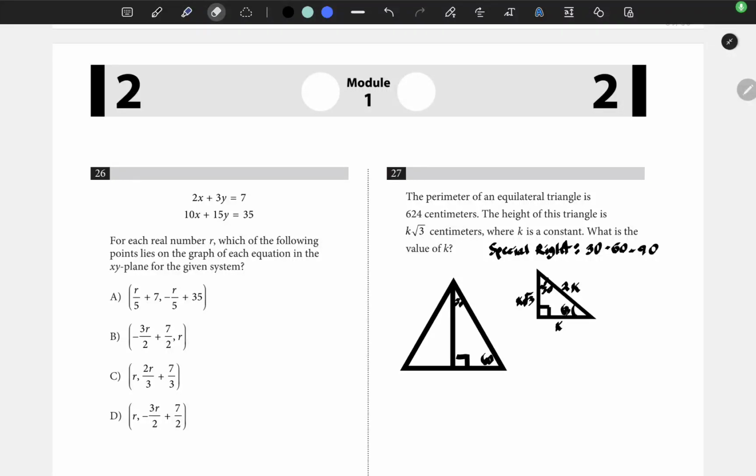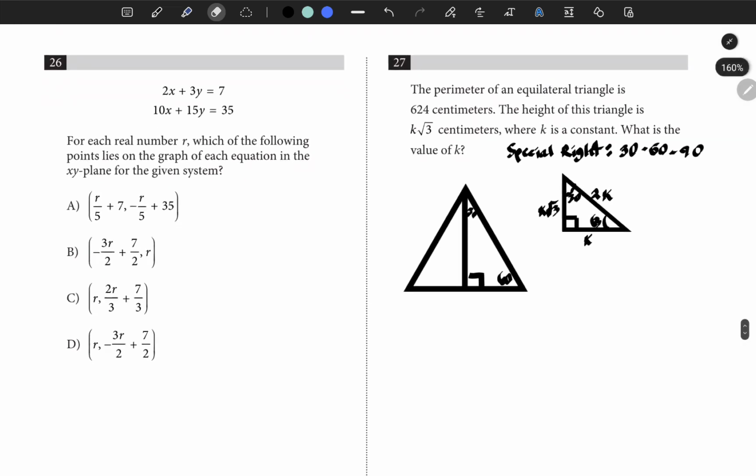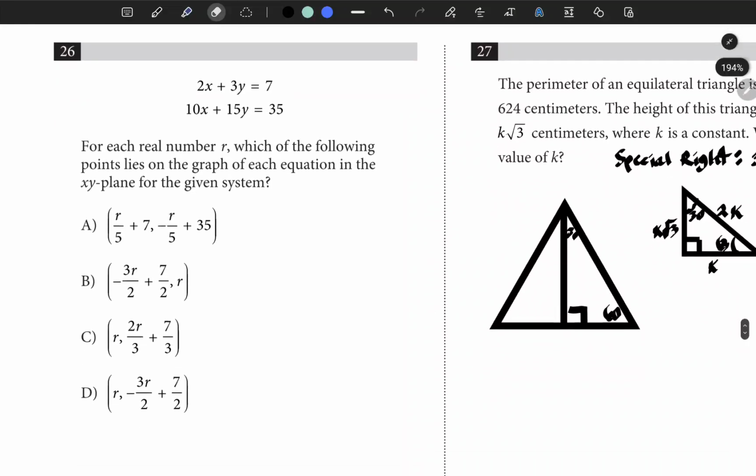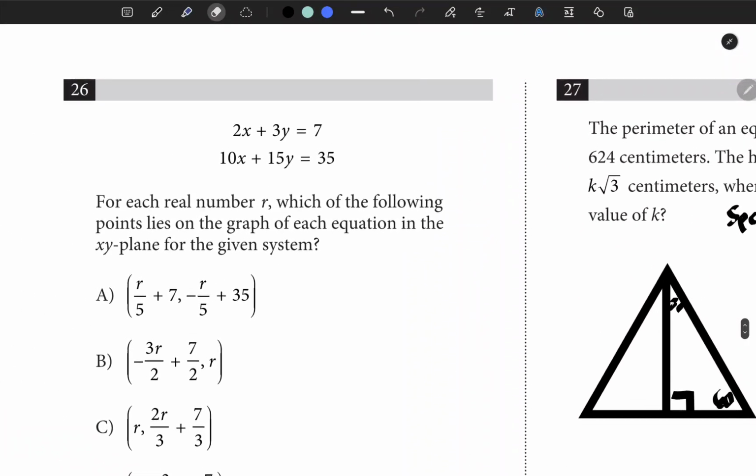All right, so the last two problems are probably going to be the most crazy ones out there, mainly because conceptually they're the hardest. Well, the triangle one's not too much, but at least this one is. So let me read it. For each real number r, which of the following points lies on the graph of each equation in the x,y plane for the given system?